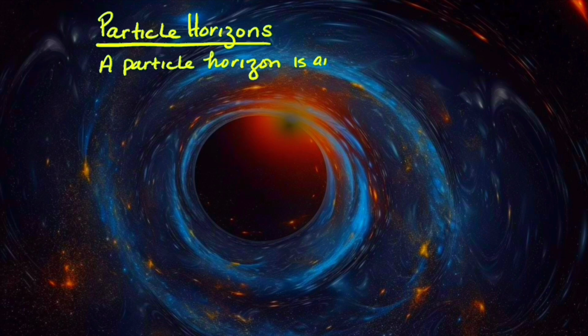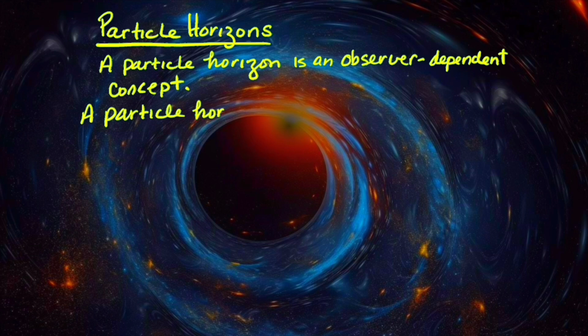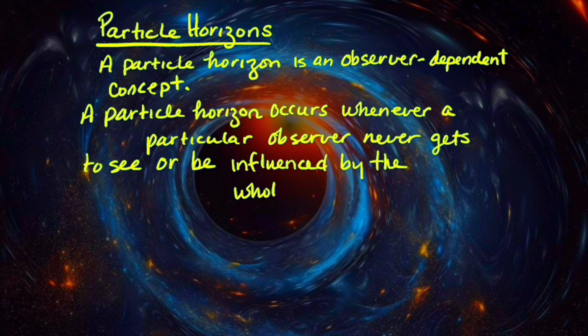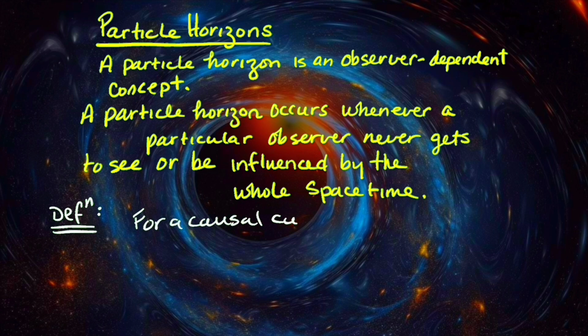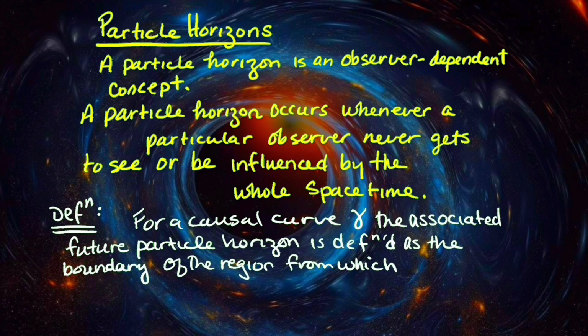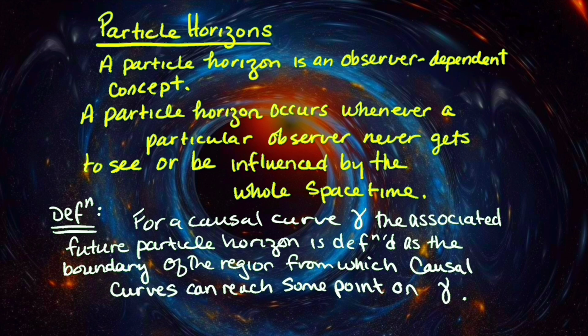Particle horizons. A particle horizon is an observer-dependent concept. A particle horizon occurs whenever a particle observer never gets to see or be influenced by the entire spacetime. So for some causal curve gamma, the associated future particle horizon is defined as the boundary of the region from which causal curves can reach some point on gamma.